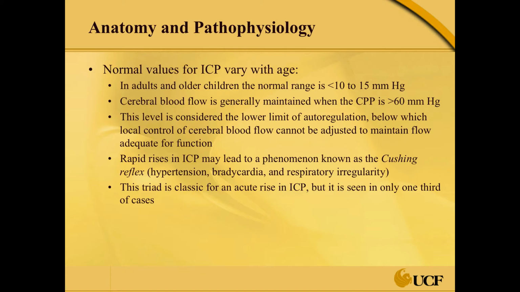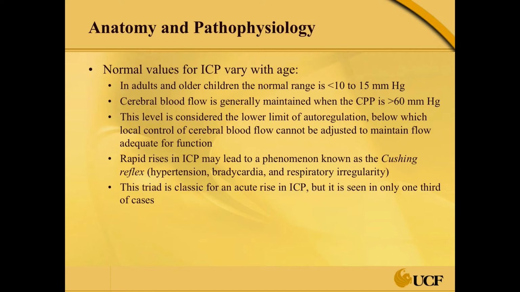That level is considered the lower limit of autoregulation, below which local control of cerebral blood flow cannot be adjusted to maintain flow adequate for function. So, in other words, a CPP less than 60 will result in a basically unstable autoregulatory response within the brain and an inability to maintain appropriate cerebral perfusion.